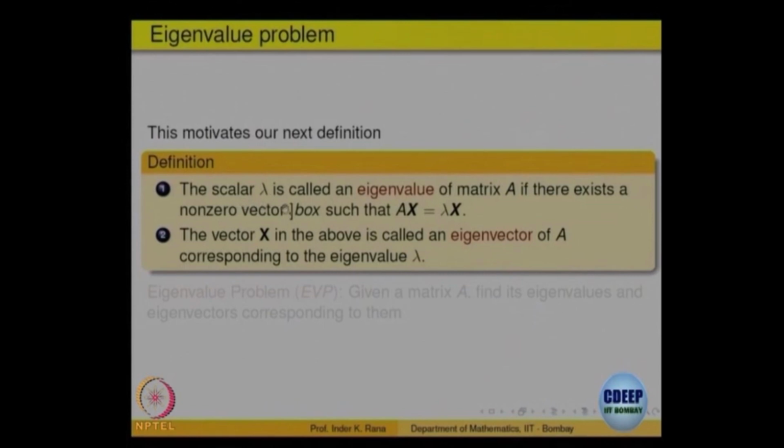A scalar lambda is called an eigenvalue if there exists a non-zero vector x such that Ax is equal to lambda x. So if there is a non-zero vector which is scaled by the matrix A, then that scalar is called an eigenvalue, and this vector is called an eigenvector for that eigenvalue.